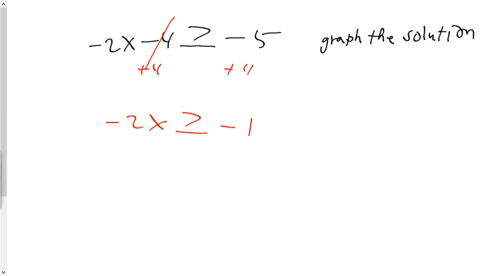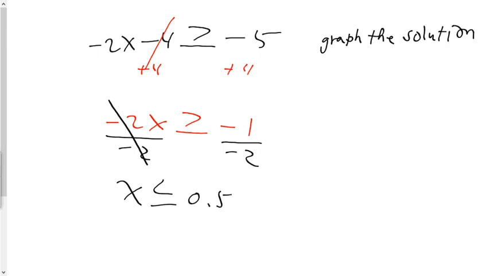Once we get to here, though, remember what we said before. If you multiply or divide by a negative value in your process of isolating the variable, in this case dividing by negative 2, you have to flip the inequality sign to make sure it's right. So our solution is x is any number that's less than or equal to a half.